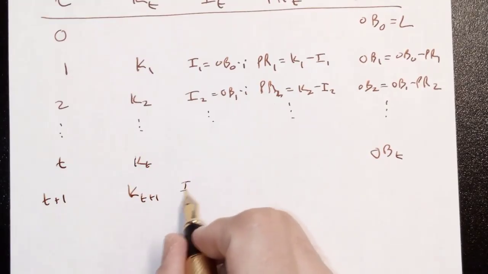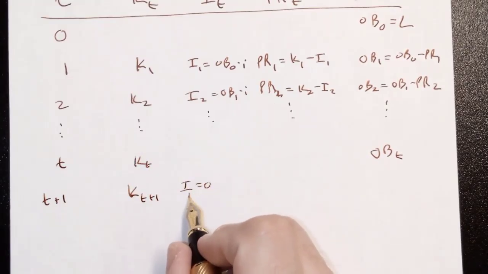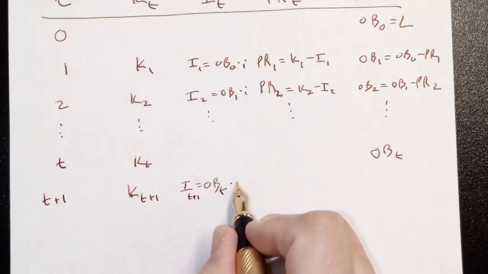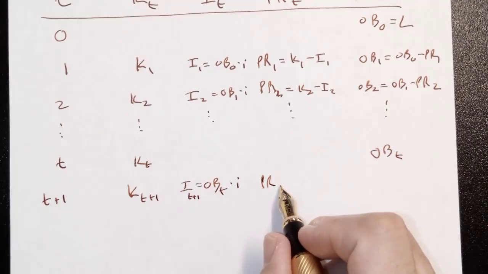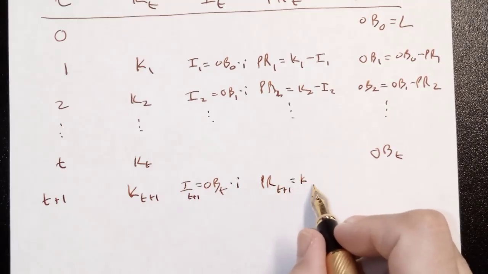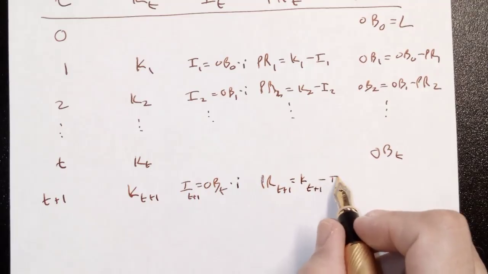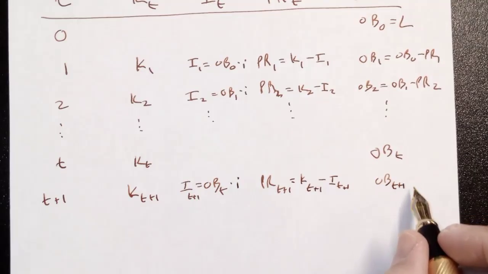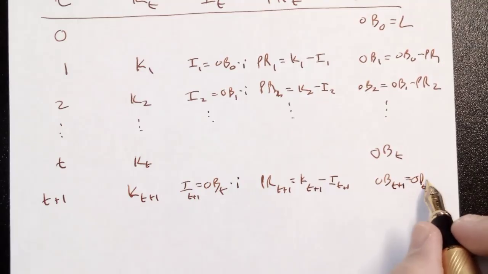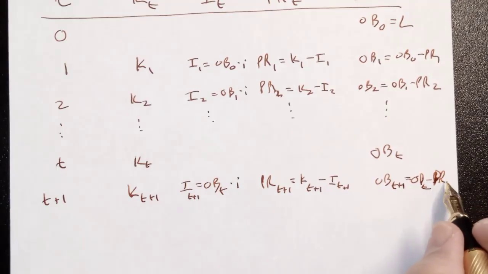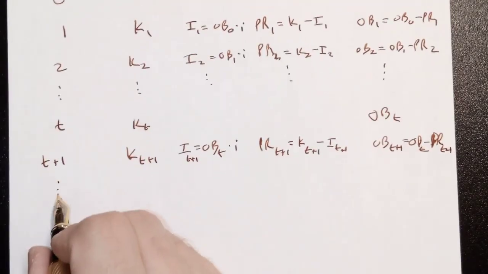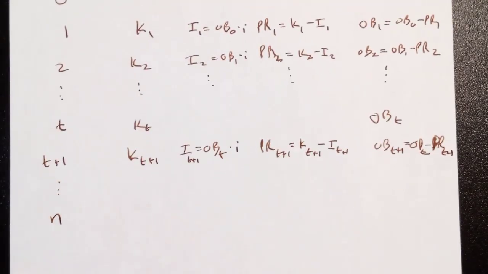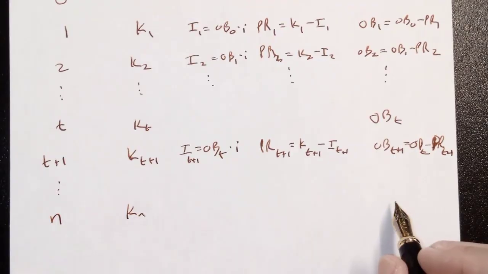I make a payment. Interest at T plus 1 is OBT times I. Principal repaid at T plus 1 is KT plus 1 minus IT plus 1. And the result is OBT plus 1 being OBT minus PRT plus 1. Eventually, I will finish this loan after some number of payments. And ideally, this balance will be zero.